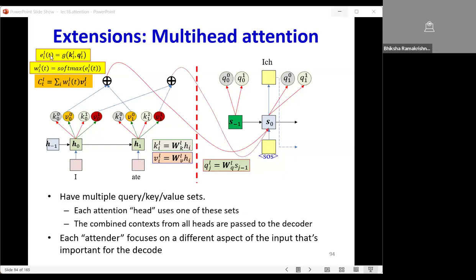Is this making sense to you guys? The multi-head attention? Yes, no?